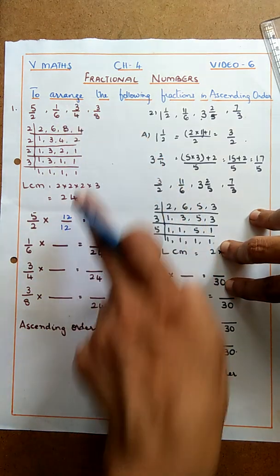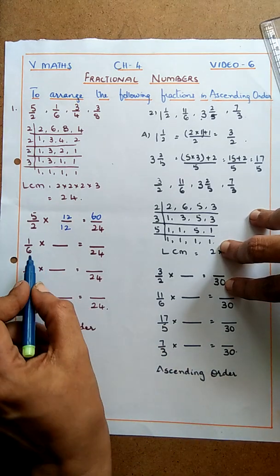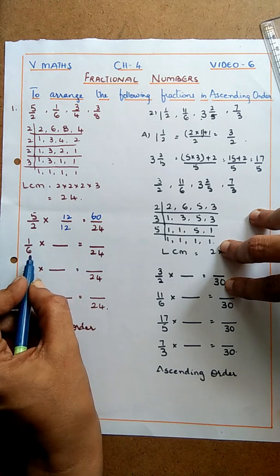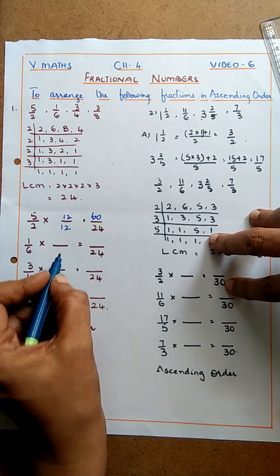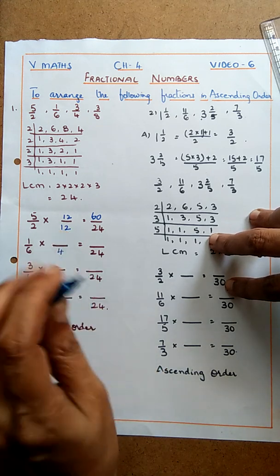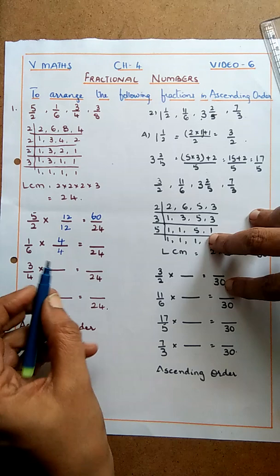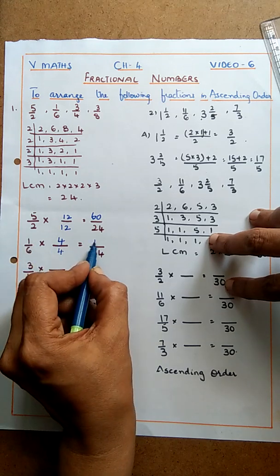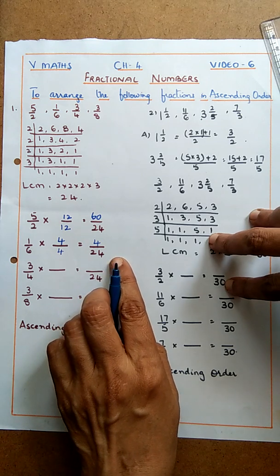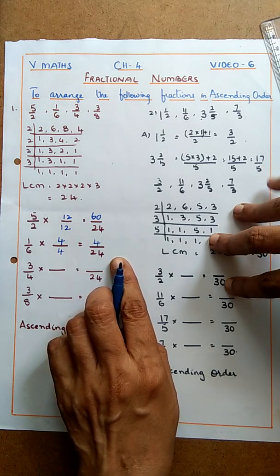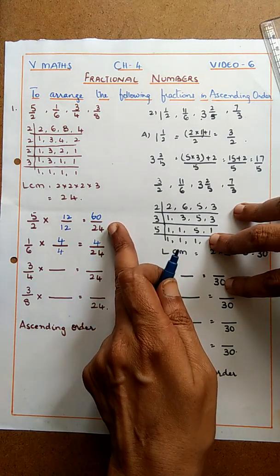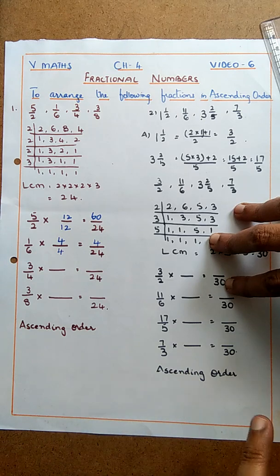Now let us take the second fraction 1 by 6. Now, how many times you should multiply 6 to get 24. 6 fours are 24. So now multiply the numerator also by 4. Now 4 ones are 4. So 1 by 6 is also equal to 4 by 24. We wrote the equivalent fraction, that's all. But for all these, we are seeing that the denominator is 24, isn't it?